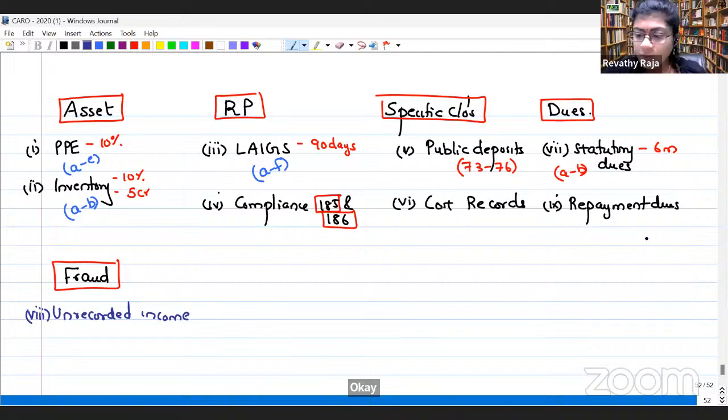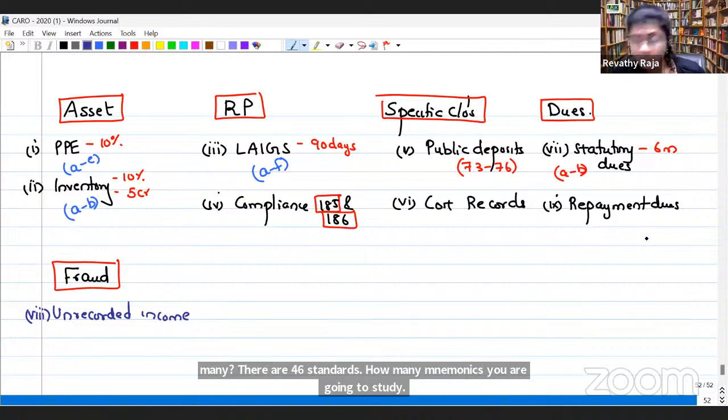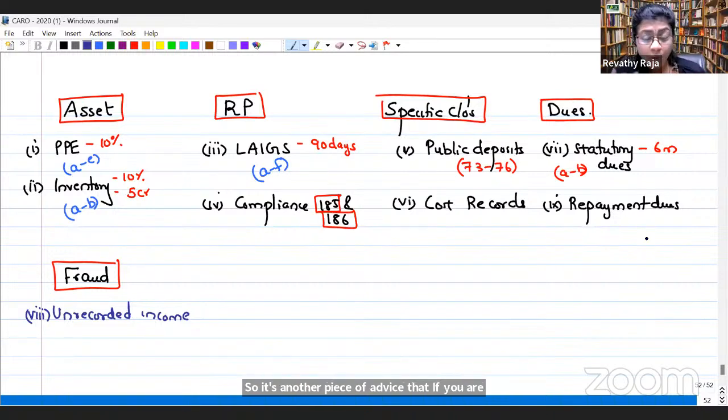See, I always say one thing in class, mnemonics. I've used two or three mnemonics in class like Krimi, etc. Those who know that. But I don't generally say to use mnemonics. You know what? Mnemonics means by-hearting. It's like studying with the first letters. In one place, you're using five to six mnemonics. We have internal 30 standards. Finally, there are 46 standards. How many mnemonics are you going to study? So it's another piece of advice that if you're comfortable, you may go, but always go in the flow or practically you can link. So that's the reason why I've made this chart.